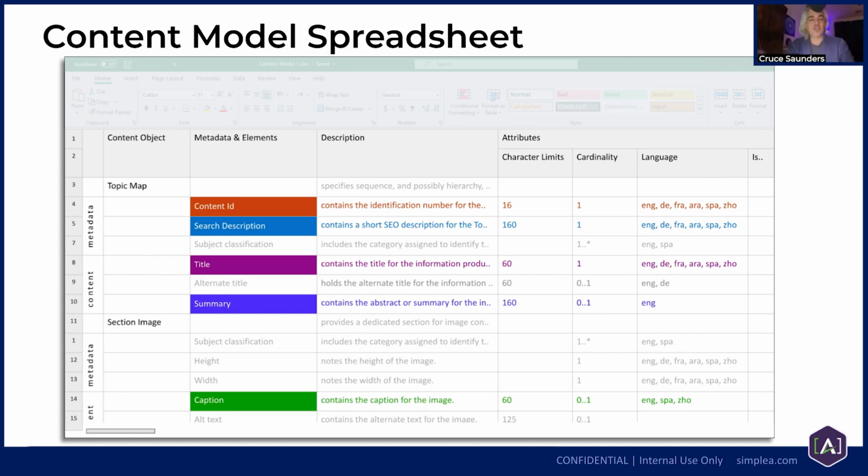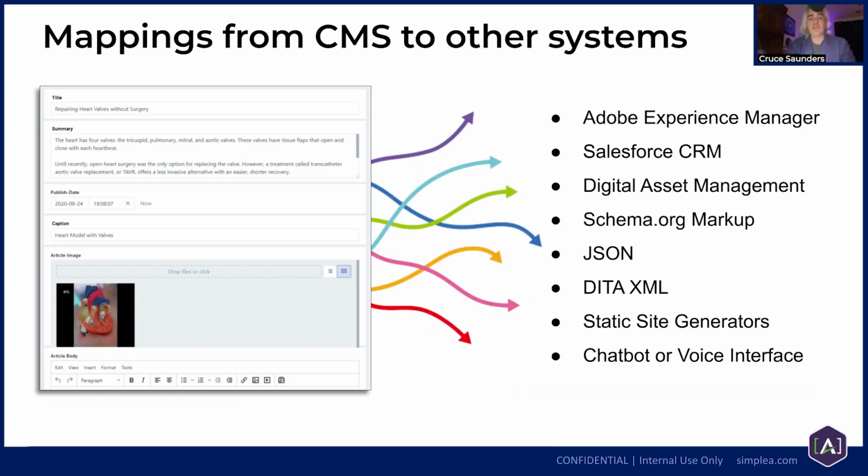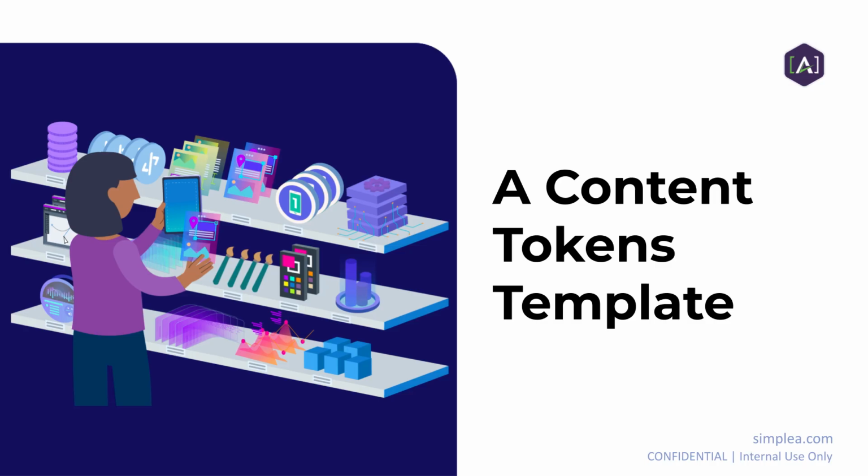In the spreadsheet, right here, these are all different kinds of tokens: search, description, title, summary, caption. Then the content model tools, where you see them mapped and you're describing them and connecting them with other standards like schema.org. And then you're mapping from your CMS to other systems. Whatever those systems are, they're all incorporating these same sort of tokens in different places, in different representations. Same thing with semantic coding and the channels.